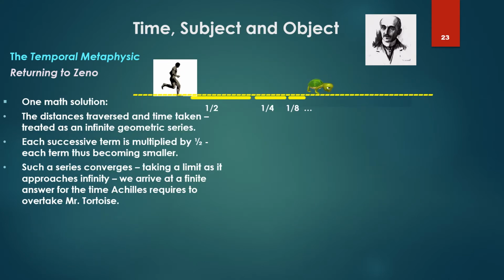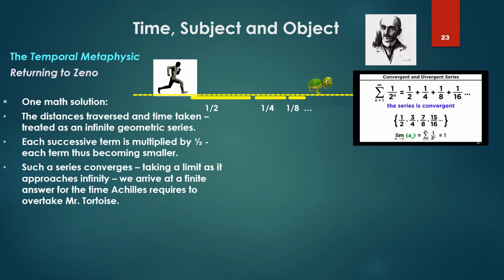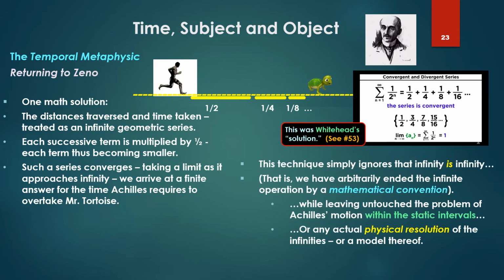So one math solution to Zeno is geometric. The distance traversed and time taken are treated as an infinite geometric series. Each successive term is multiplied by 1/2, each term thus becoming smaller. Such a series converges, taking a limit as it approaches infinity. We arrive at a finite answer for the time Achilles requires to overtake Mr. Tortoise. This, by the way, was Whitehead's solution. But this technique simply ignores that infinity is infinity.